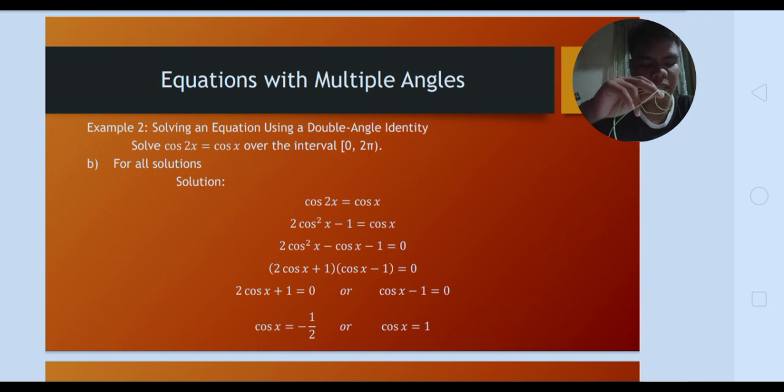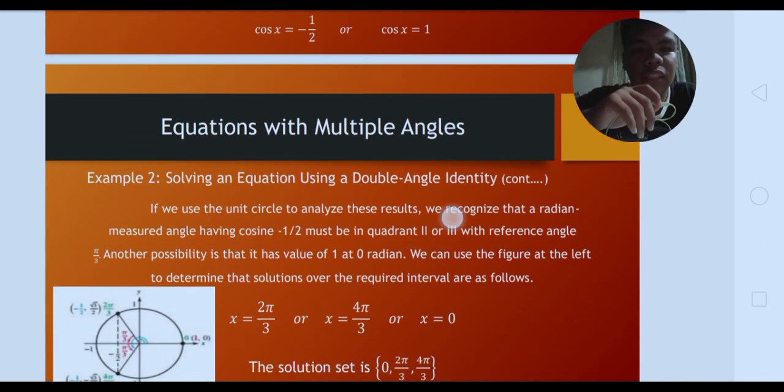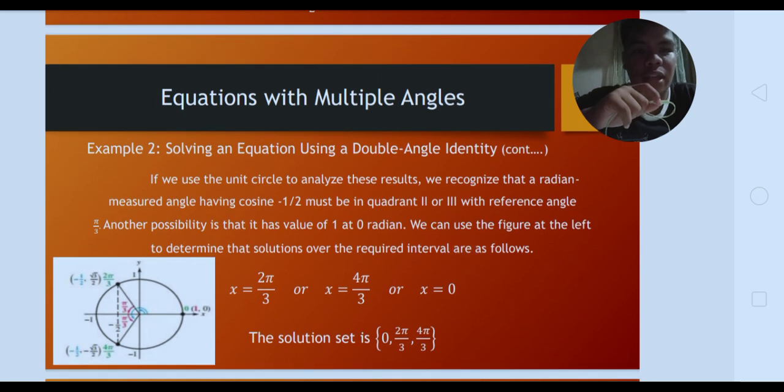And then applying the zero factor property, we get 2 cos x plus 1 equals 0 or cos x minus 1 equals 0, and then solve for cos x. In 2 cos x plus 1 equals 0, the value of cos x is equal to negative 1/2, and for cos x minus 1 equals 0, cos x equals 1. If we use the unit circle to analyze these results, we recognize that a radian measured angle having cosine negative 1/2 must be in quadrant 2 or 3 with reference angle pi over 3.